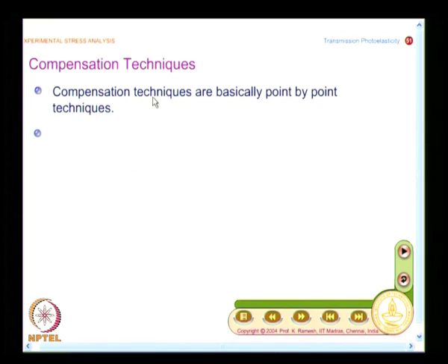I may still see some fringe contours away from the point in the process of compensation methodology. They do not have physical meaning. The physical meaning is attached only to the point of interest. This will become clear when we look at the technique and how we do it. So, do not think a whole field technique always gives whole field information. The moment you employ a compensation technique, you reduce this to a point by point method. So, compensation techniques are basically point by point techniques.